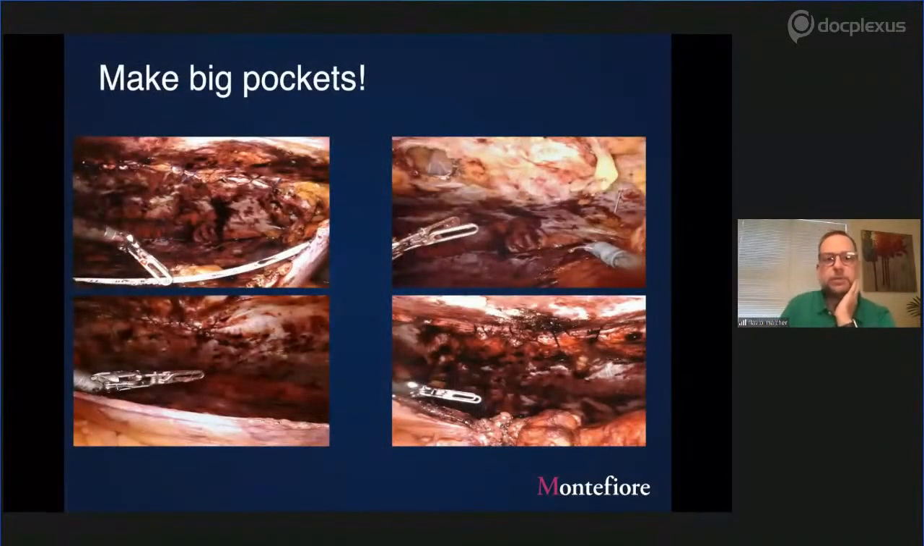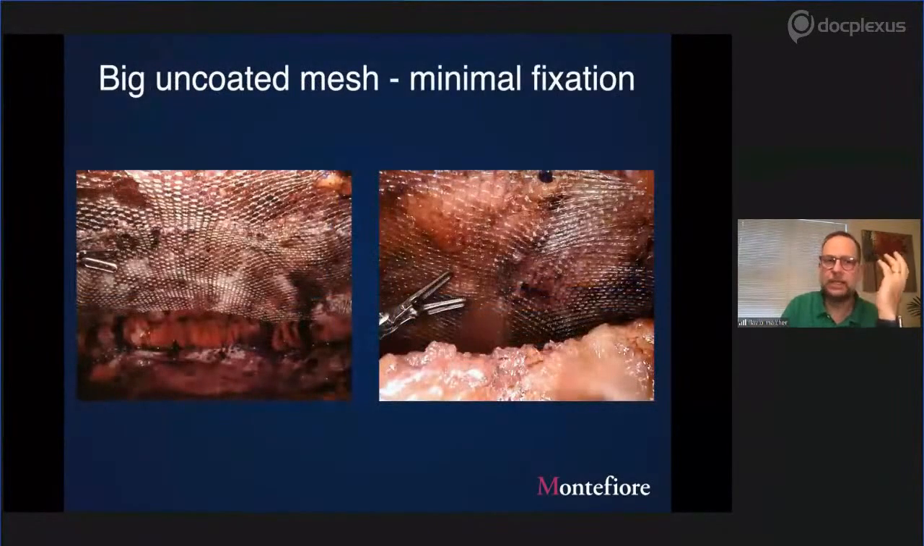I think the key is to create a big pocket. Don't be lazy. You need a big pocket to put, first of all, a big adequate size mesh, and second, a big pocket will help you to close those little holes because it will give you more laxity. And at the end, you can put a big uncoated mesh with minimal or no fixation.